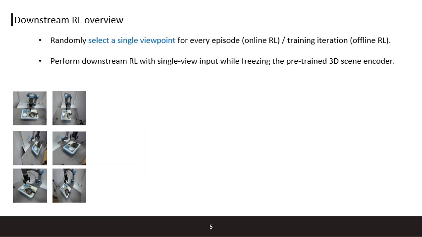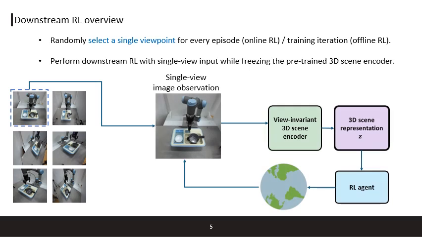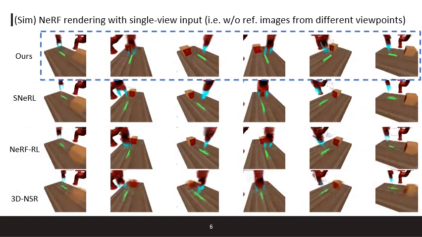After training the NeRF model with the 3D scene encoder, we perform downstream RL with this learned 3D scene representation. Since we no longer use the NeRF model in this stage, we only need the inference of the pre-trained 3D scene encoder. For the downstream RL process, we extract the 3D scene representation Z, and utilize this representation as observation input for the RL agent. Qualitative rendering results are shown here.